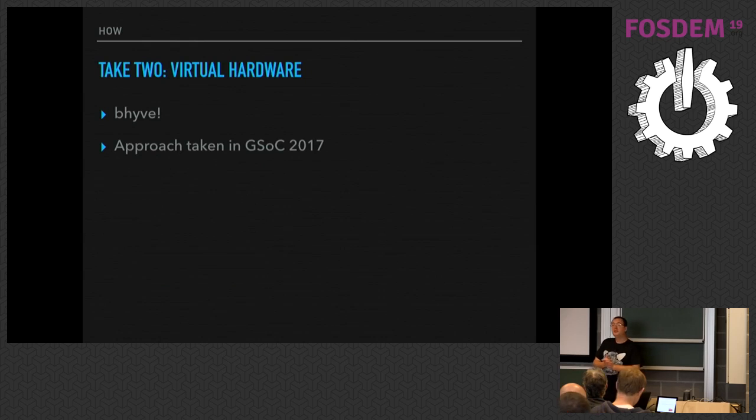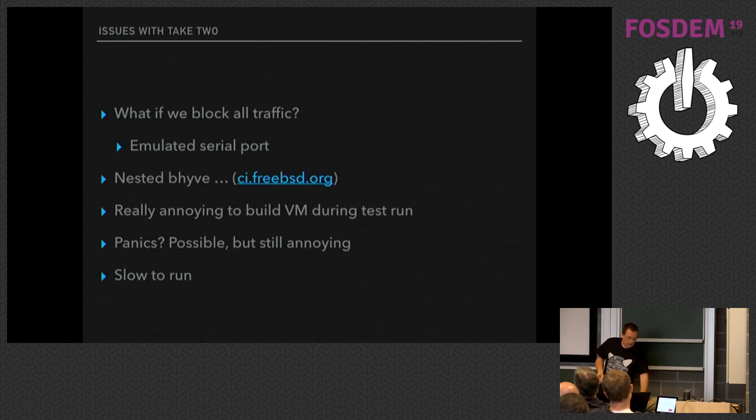Now, it turns out that these days you can have virtual machines. Has anyone ever heard of this concept? FreeBSD even has its own hypervisor, bhyve, and this is the approach that was actually taken in a Google Summer of Code project. It has a bunch of advantages because you don't need to buy all of this hardware, and a lot more people can build this setup. But you've still got the problem of what if we block all the traffic? Okay, we need to use the serial interface. Your configuration gets to be a bit complicated.